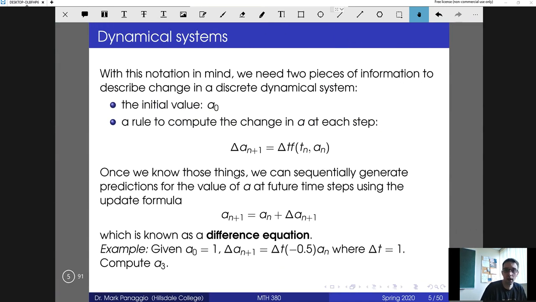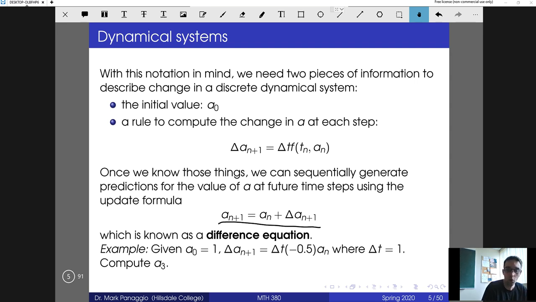Okay, so now that we've got the notation in place, let's think about what we would need to do to describe a discrete dynamical system. Well, there's really two pieces of information that we need. We need to know, first of all, the initial state. Notice that this equation at the bottom, which summarizes what we talked about a minute ago, the next state is dependent on the previous one. Well, if we're going to use that, we have to be able to start somewhere. And so we're going to need to know what was the value of a initially before we can start finding a1, a2, a3, and so on. So the initial state is required.